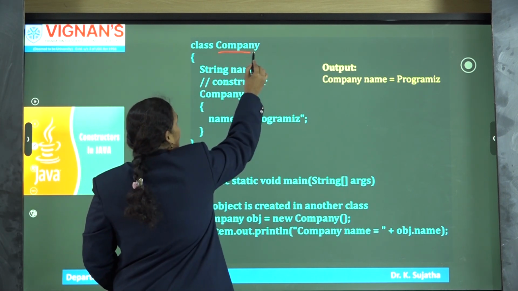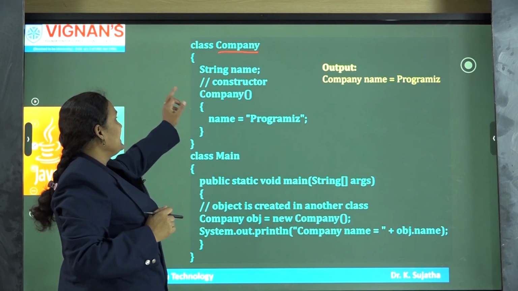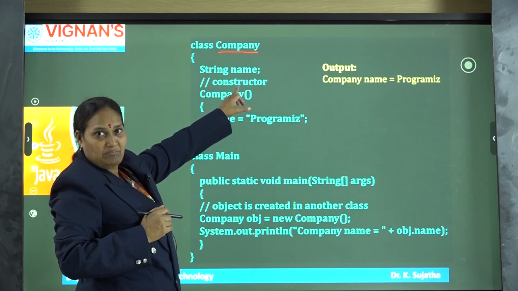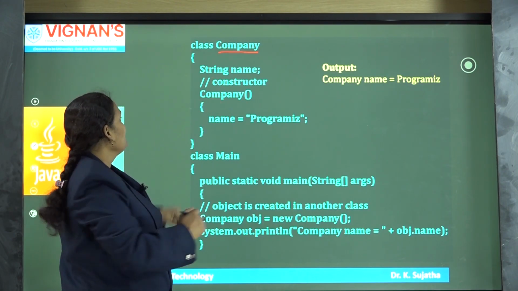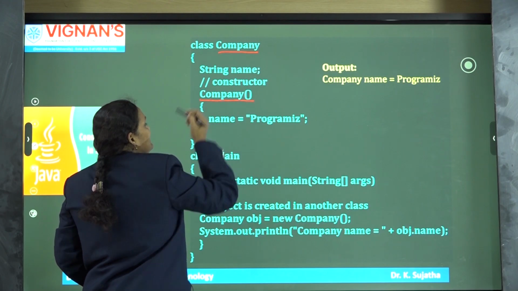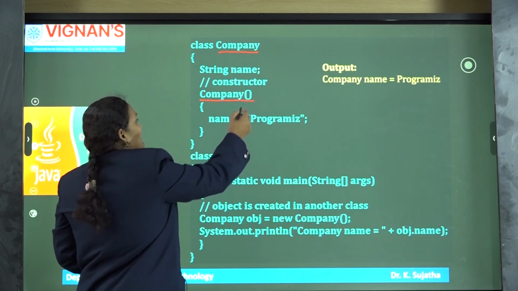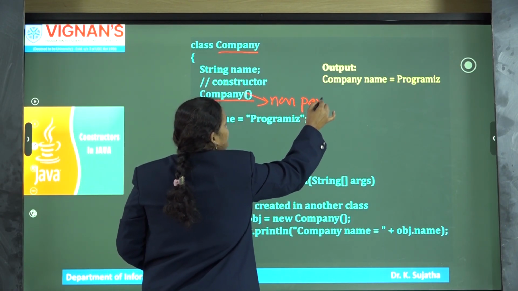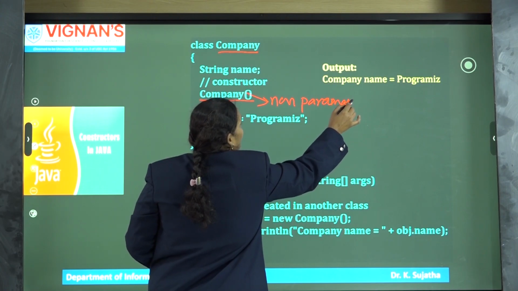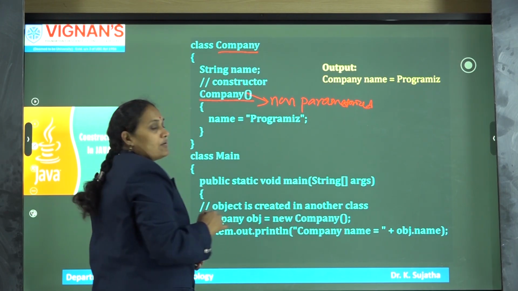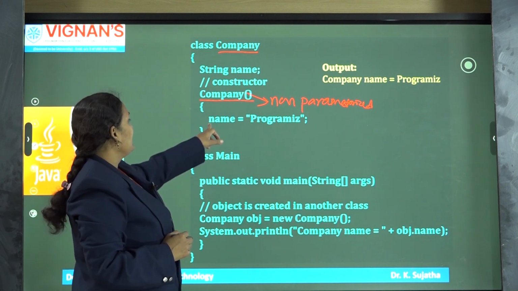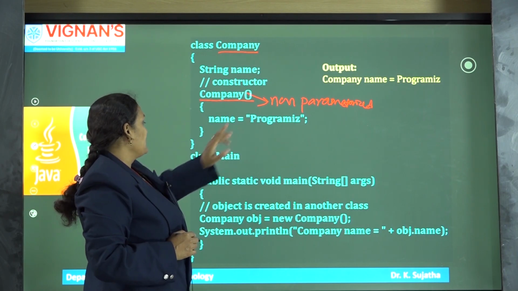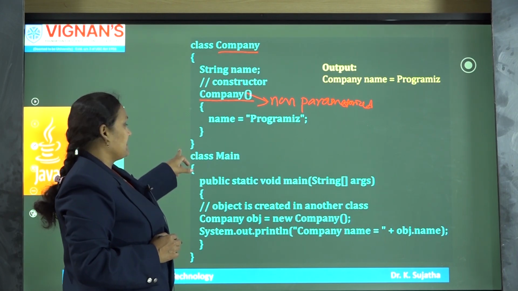Here I have written a class named company, which contains a variable called name whose data type is string. And I have defined a constructor company. I have not passed any parameters, so this constructor is a non-parameterized constructor or no argument constructor. Now name is equal to, we initialize that variable present in my class with program each, and I closed the constructor and I closed the class.